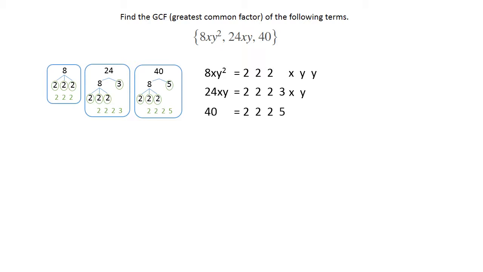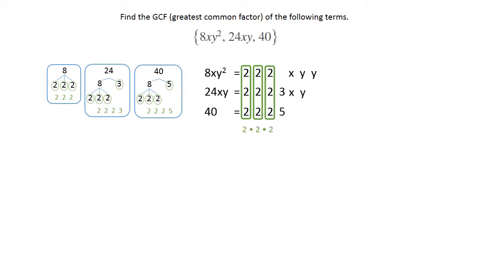The next thing we're going to do is take a look at everything that we've listed out and see what all 3 terms have in common. It looks like they have one set of 2's, another set of 2's, 3 sets of 2's in common, and that's it. Everything else is just maybe in 2 of the terms, but not in all 3. It has to be in all 3 in order to be common.